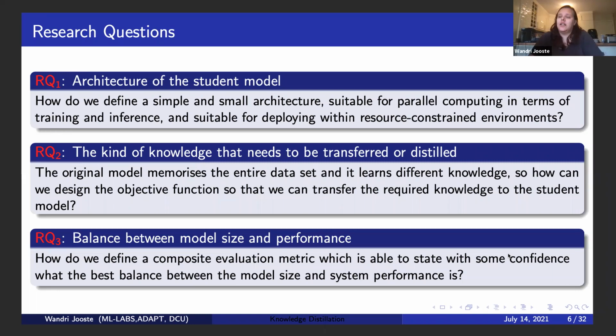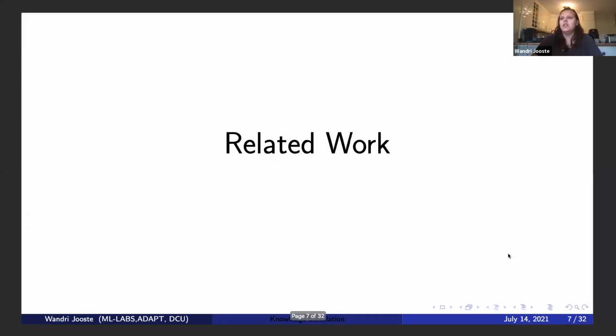Finally, research question 3 is in terms of the balance between the model size and the performance. We need to come up with some sort of composite evaluation metric that can state with confidence what the best balance would be between our model size and the system performance.